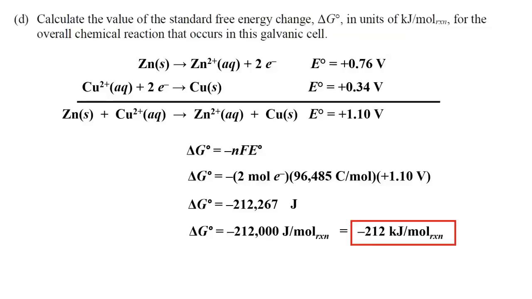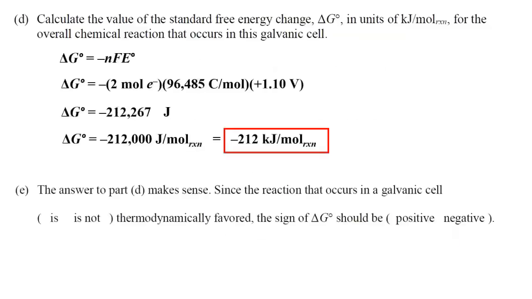Again, it's a negative delta G, indicating that the reaction that occurs in this galvanic cell is thermodynamically favored. So part E simply states that the answer to part D makes sense. Since the reaction that occurs in a galvanic cell is thermodynamically favored, the sign of delta G should be negative.